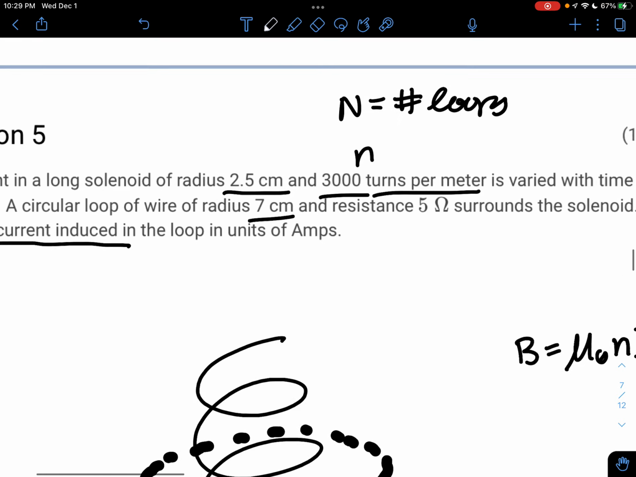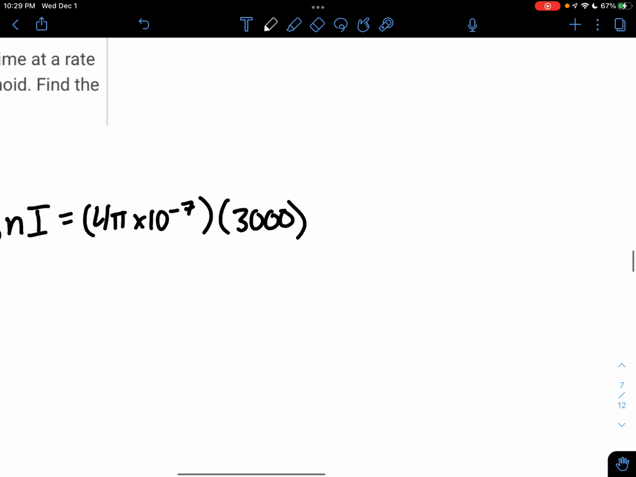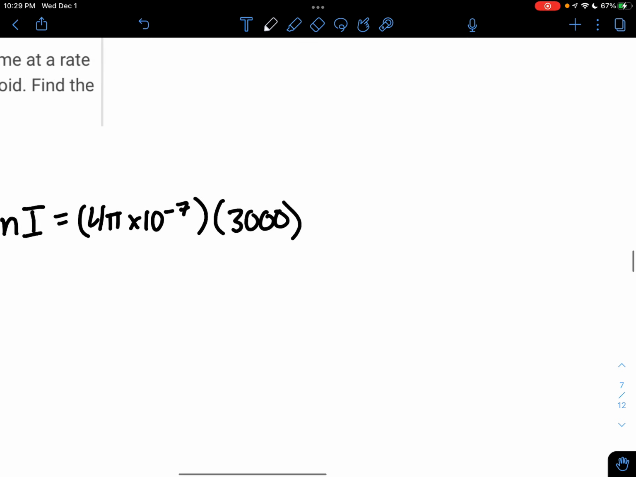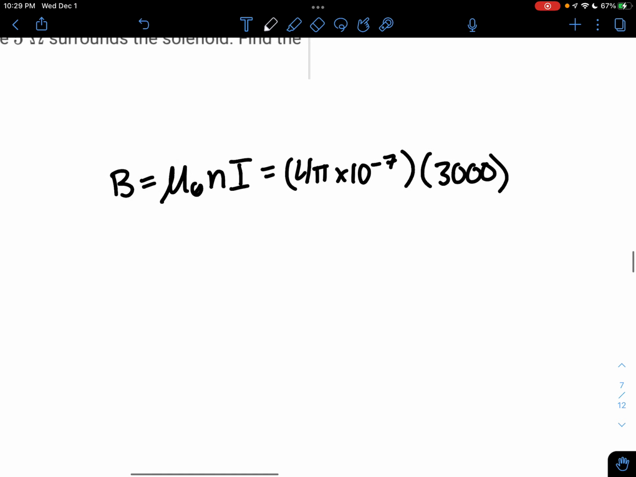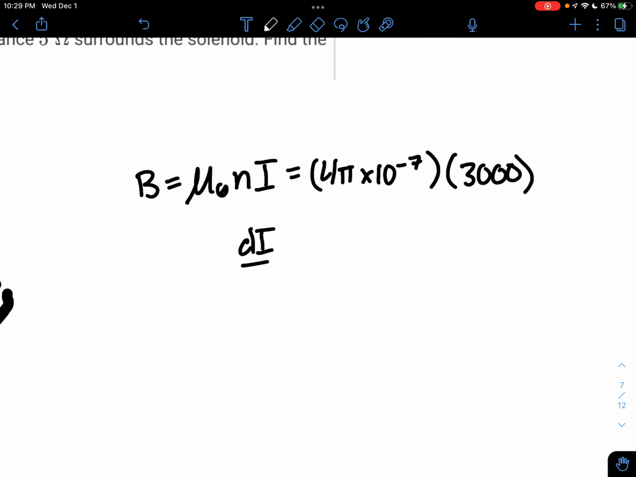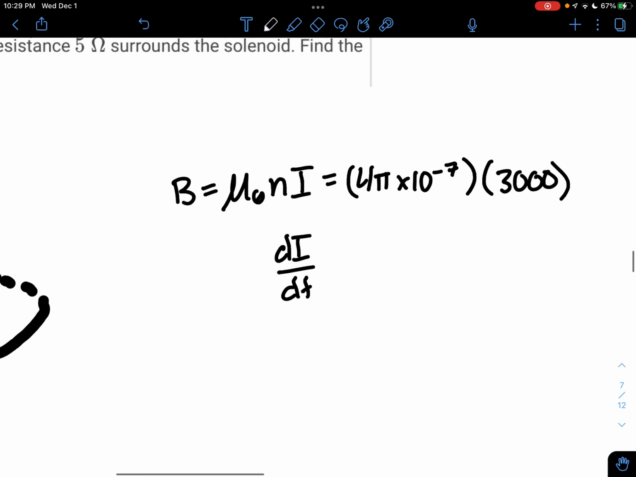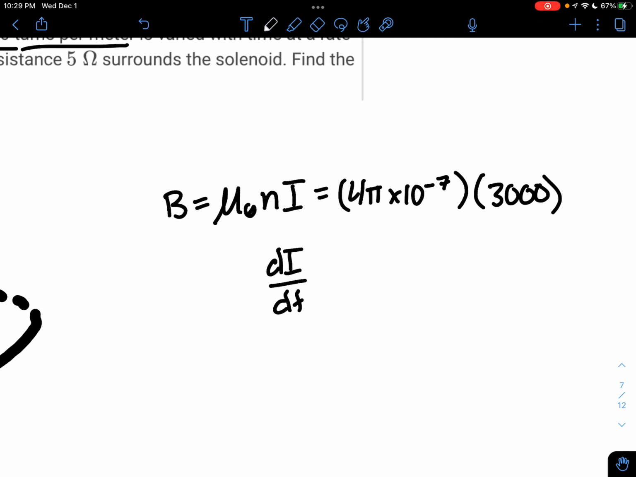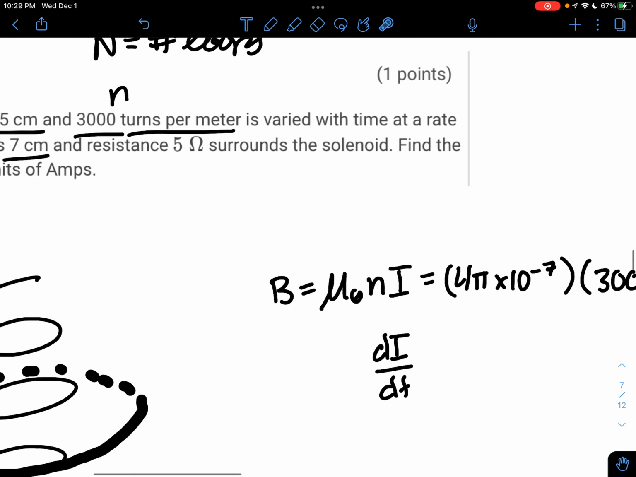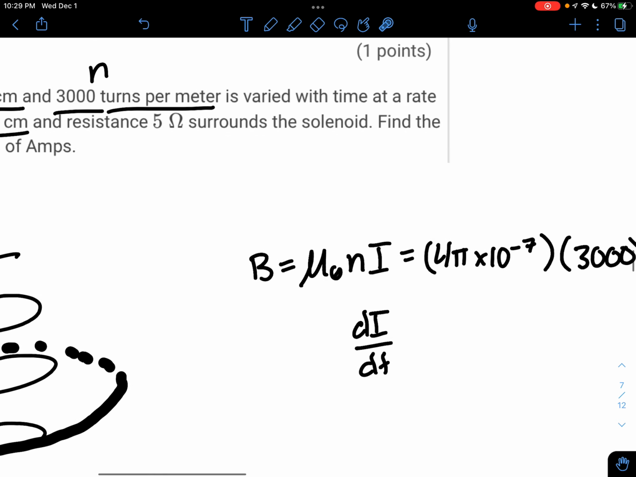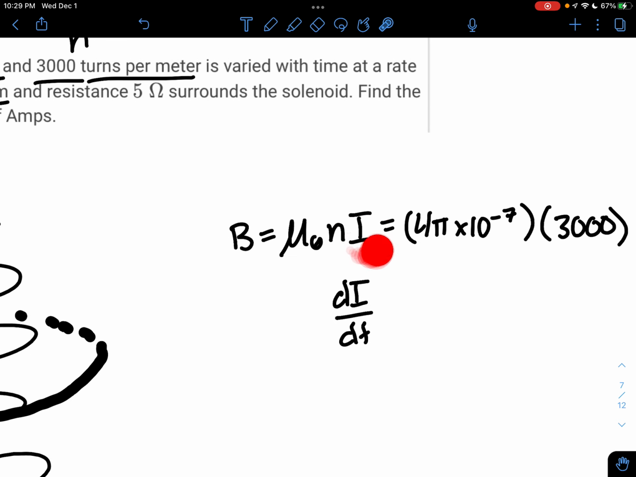And our current is given, well, we don't have our current. So is this problematic? Well, let's find out. We don't have our current, but we do have our di dt. So all we did was take the derivative of both sides with respect to t. Our n, our number of loops per meter, doesn't change with time, so that's just going to be a constant. Our 4 pi times 10 to the negative 7 doesn't change with time. So the only thing that's really going to change with time is the current.